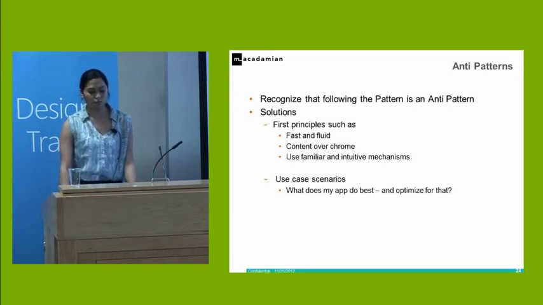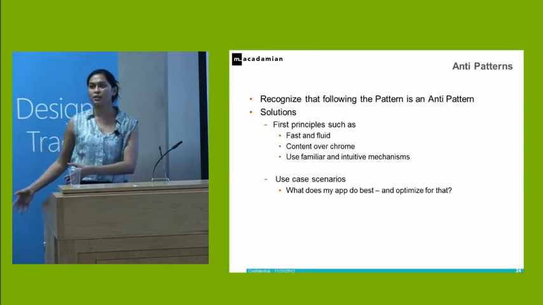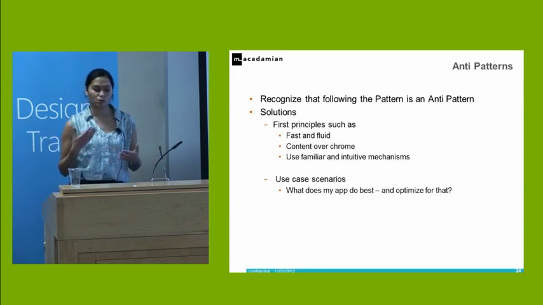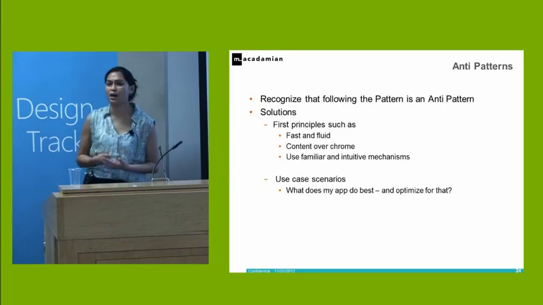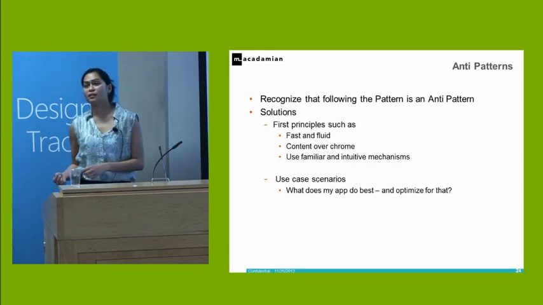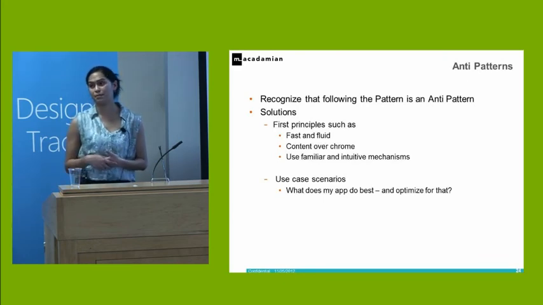Content over Chrome. Use familiar and intuitive mechanisms, things that are built into Windows 8. Those charms, those features, those tiles, those app bars, they're there for a reason, and they will help make sense of how a workflow is going to work in a specific case scenario. Not just grab pattern number A and make this app fit it. You'll have to find out what your actual case scenarios are. What does your app do? What is it best at? And ensure that you come up with a pattern that could be inspired by the other ones, but it has to be something that works for your app.